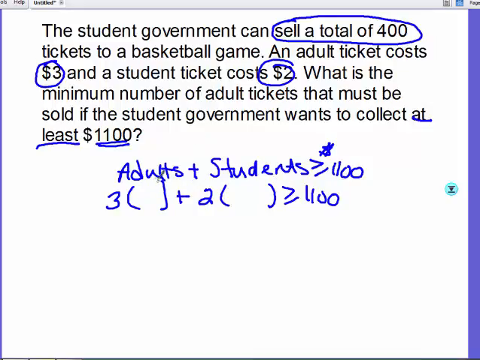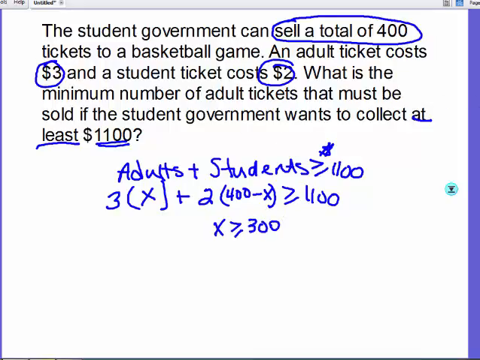Since we don't know how many adult tickets were sold, we're going to do it algebraically. The adults would be X, and the students would be the 400, the total, minus that number of adult tickets. So it would be 400 minus the X. You can go ahead and solve that down. I got X is greater than or equal to 300.